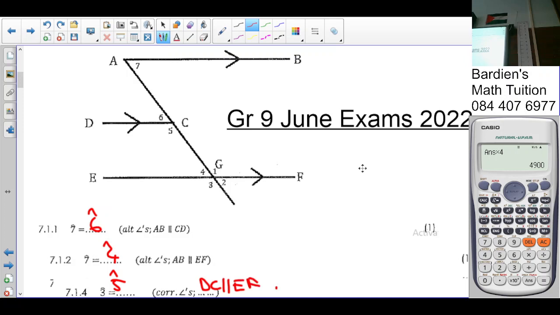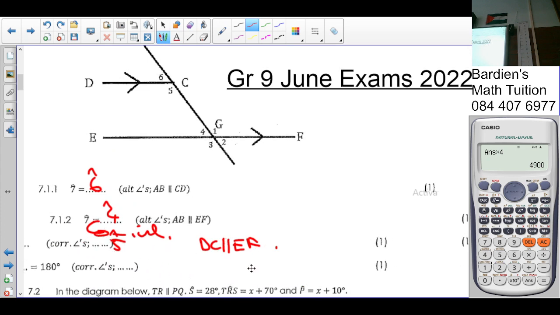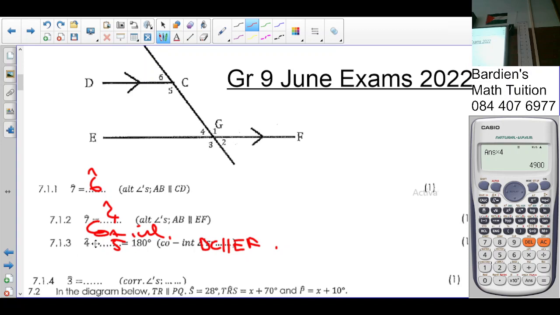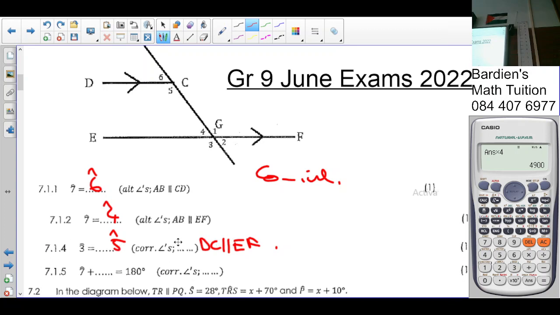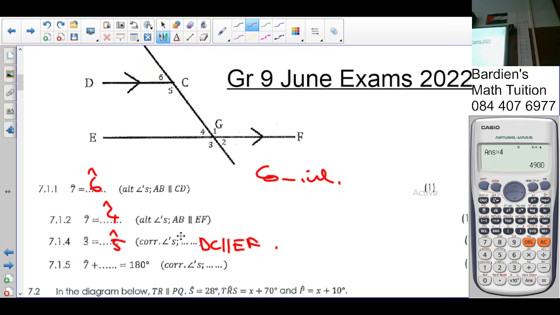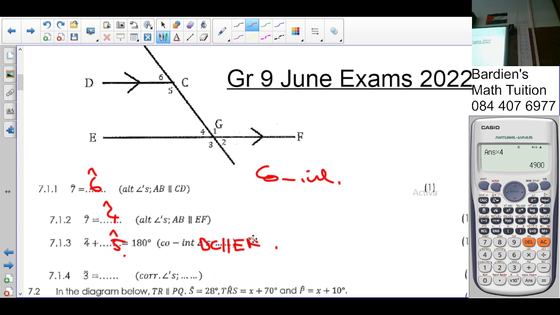No, it's corresponding. Co-interior. That's co-interior. Okay, that is corresponding. Okay. So you skipped 7.1. I just did that. 7.1.3. Oh, I'm sorry, it was over them. So 7.1.4's answer is 5. That's why you're saying co-interior. Okay, makes sense.